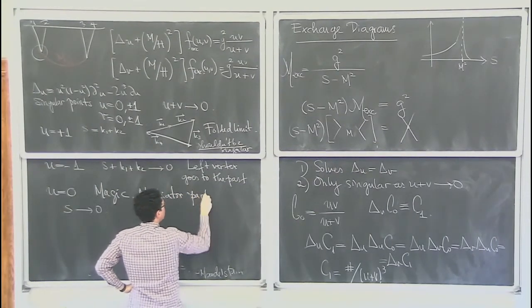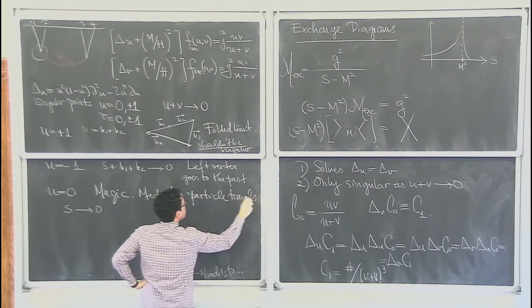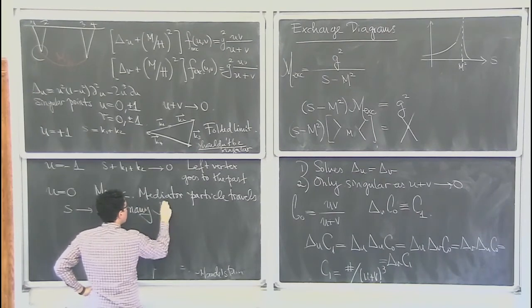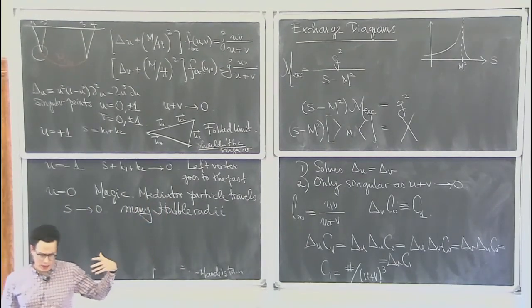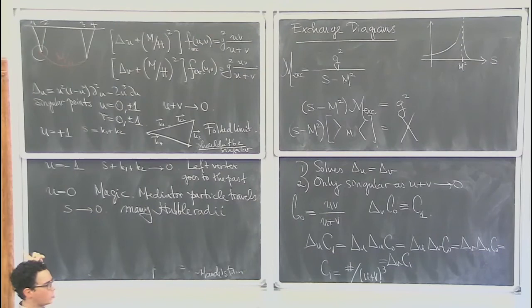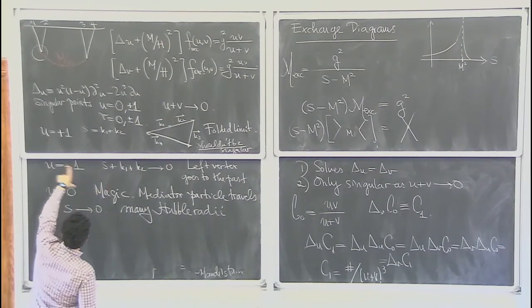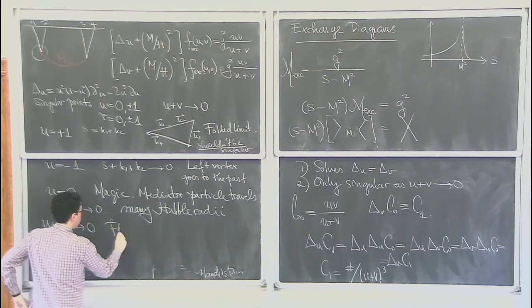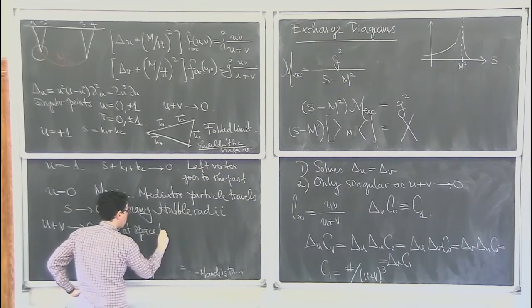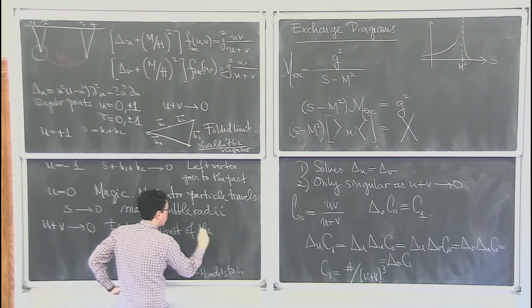The mediator particle travels many Hubble radii. Okay, so even though the cosmological correlators should switch off, because you have a mediator particle, there will be some interesting physics controlled by the features of the mediator particle. Okay? So that's the easiest channel to do spectroscopy around S going to zero. So that's it. And U plus V going to zero is the flat space limit of the full correlator.